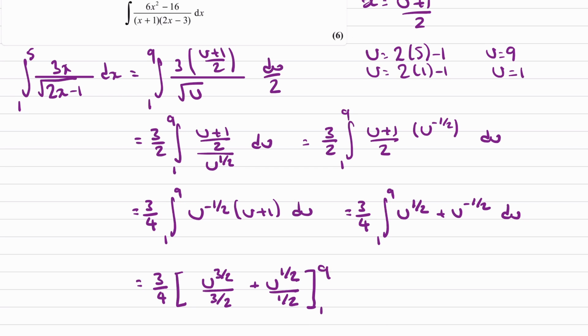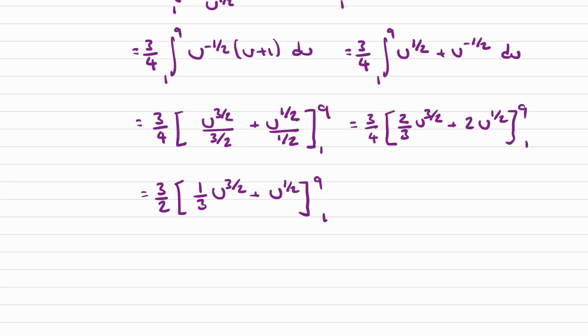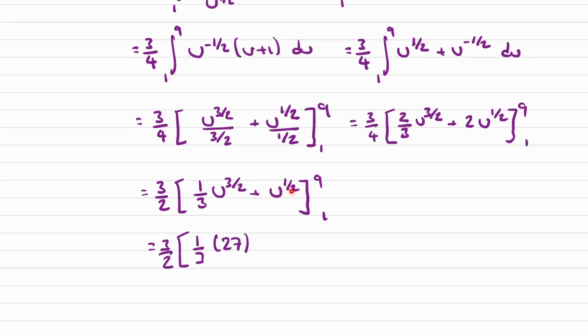Before I substitute in the limits, I can tidy these denominators up. So we get 2/3 of u to the 3 over 2 plus 2 times u to the half. And now I'm going to factorize this 2 and bring it in front, so this will become 3 halves. Now we can substitute in the limits. We'll have 3 over 2 multiplied by 1/3 of 9 to the 3 over 2, where the square root of 9 is 3, and then 3 cubed will give us 27, and 9 to the half is just 3.